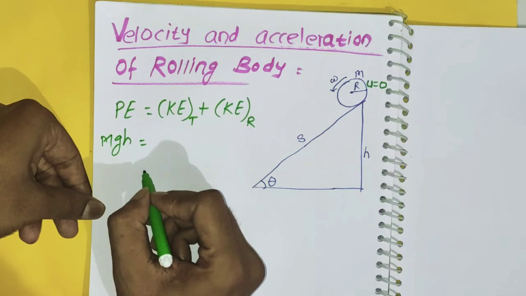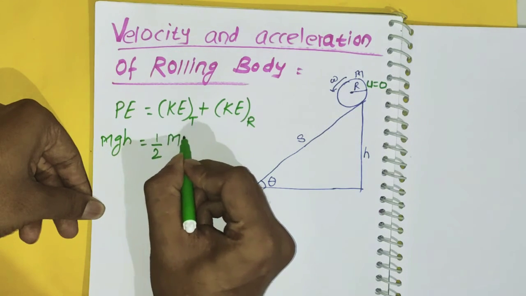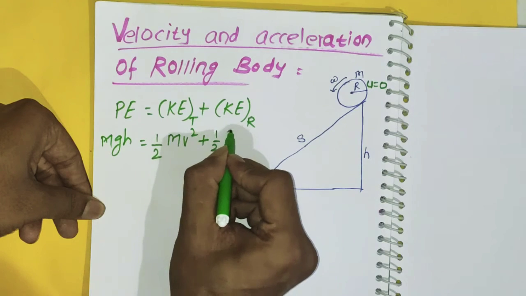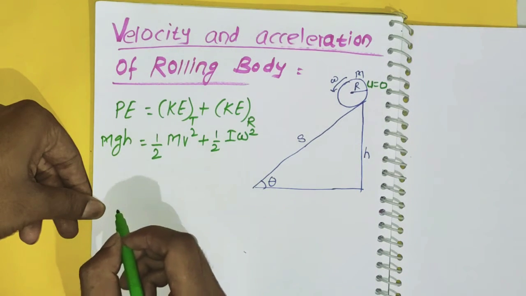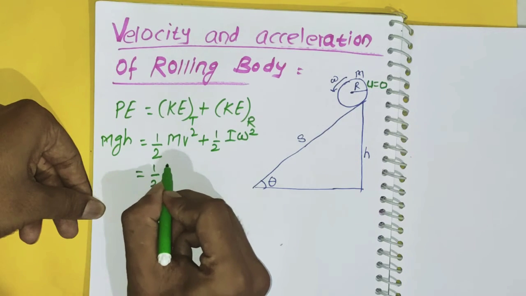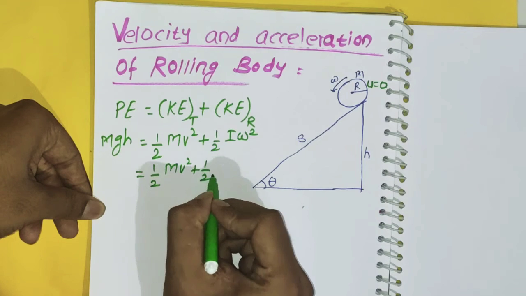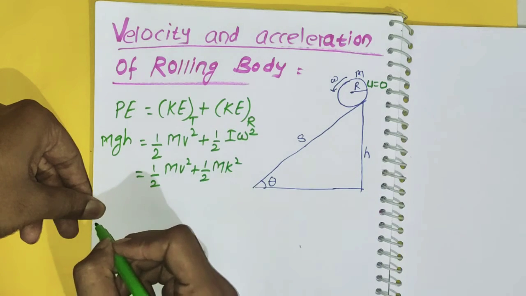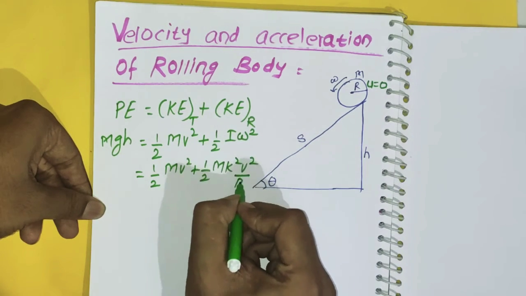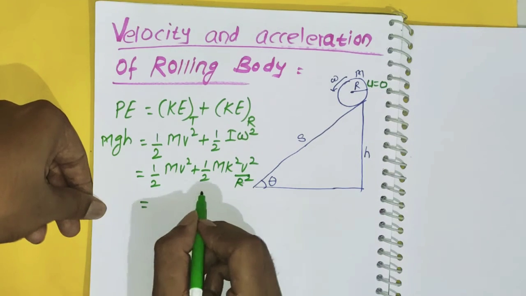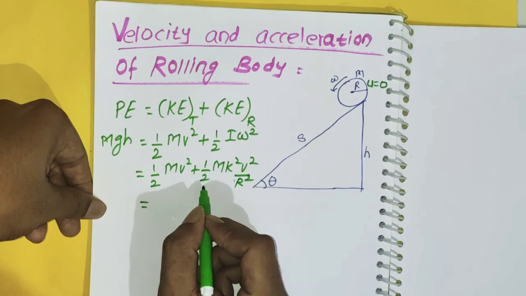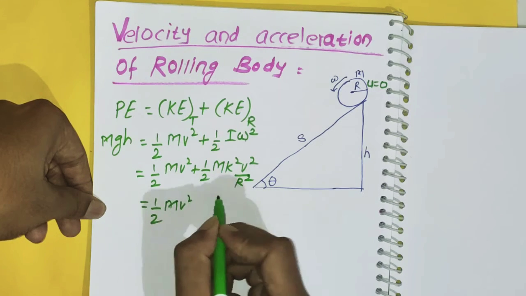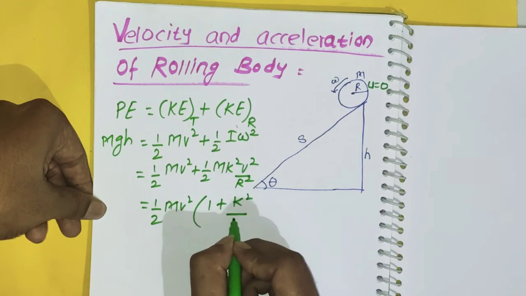Here the translational kinetic energy is 1 by 2 mv square and the rotational kinetic energy is 1 by 2 I omega square. So 1 by 2 mv square plus 1 by 2 times I, which is mk square, where I is the moment of inertia, and omega square is equal to v square by r square. This equation is totally similar to our last kinetic energy equation. Taking 1 by 2 mv square common, we get 1 by 2 mv square into 1 plus k square by r square.